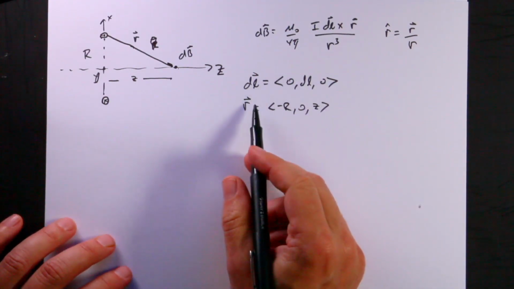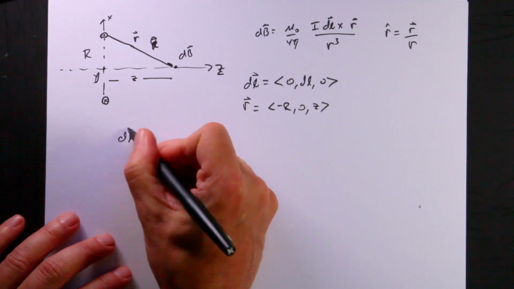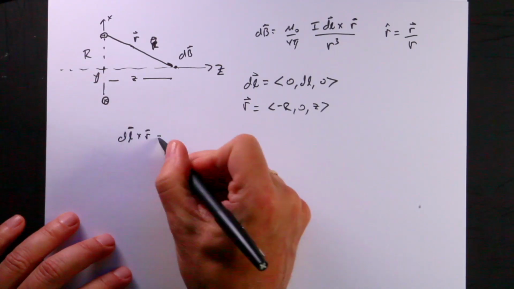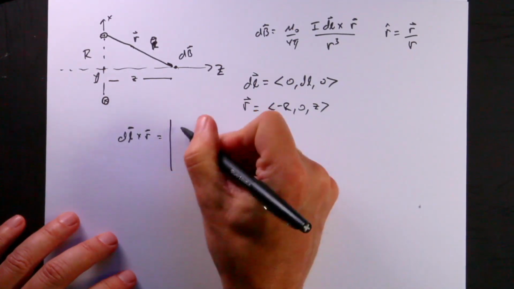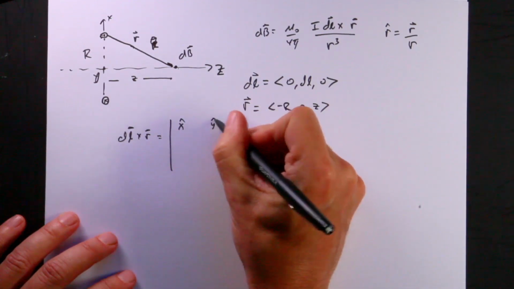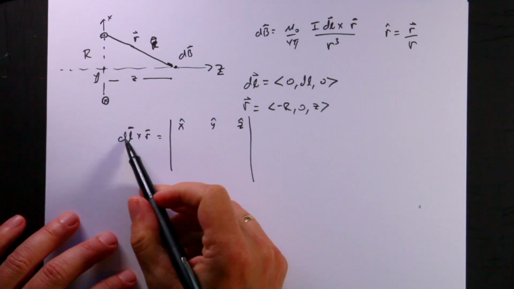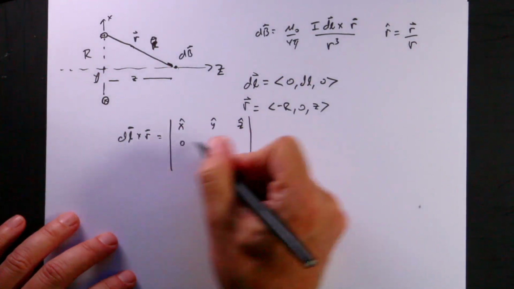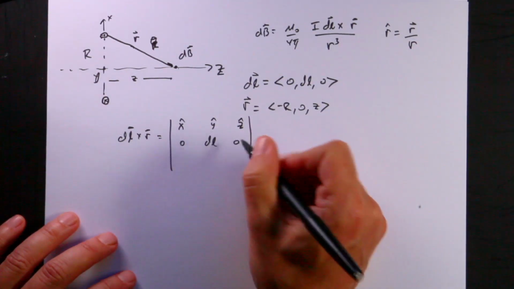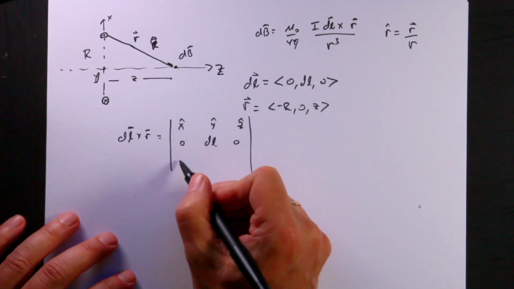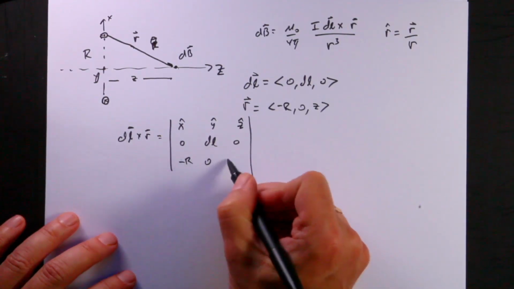Okay, now let's take dl cross r. dl cross r is equal to the determinant of the following matrix: x hat, y hat, z hat. This is your definition of cross product. And now I'm going to put my components of dl right there. So I have 0, dl, 0, and then I'm going to put my r values right here. So I have negative r, 0, z.